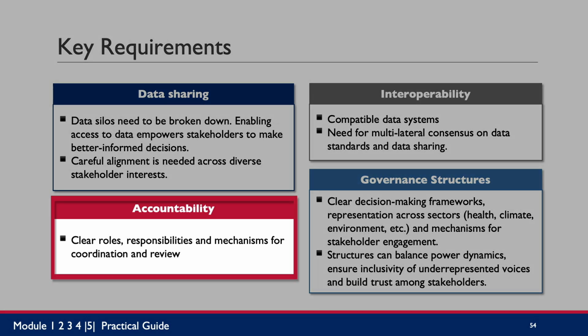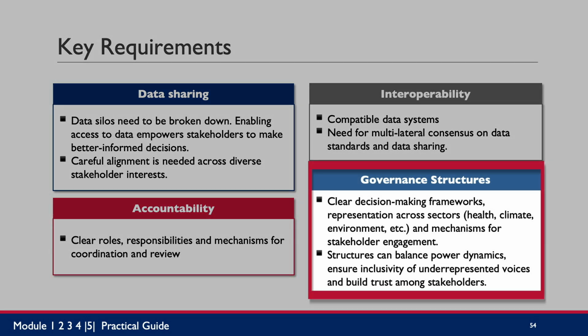Accountability. Clear roles, responsibilities, and coordinating mechanisms are vital to keep CIS efforts focused and responsive to evolving needs. Governance structures. These structures ensure decision-making is transparent, involves all relevant sectors, and actively engages stakeholders. Fair governance builds trust, manages potential power imbalances, and fosters inclusive, resilient solutions.